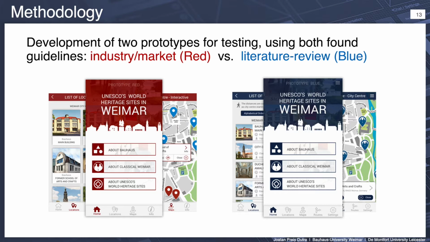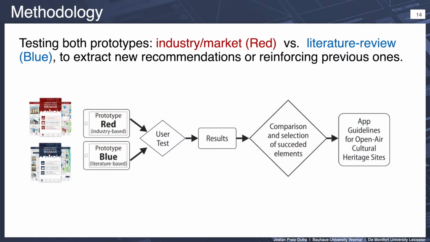Sometimes some guidelines were the same, so it's not that you have two different worlds, but you have a lot of subtle changes that were meant to be tested. And so basically, the main methodology here was having two prototypes using different guidelines, and then having user testing, for which 30 testers from different countries were used. Some people were familiar with Weimar, some people had never been there. And then you have the results, comparing what was considered a successful threshold, and then in the end you have the app guidelines for open air cultural heritage sites.